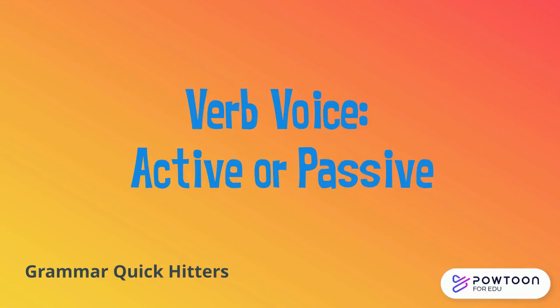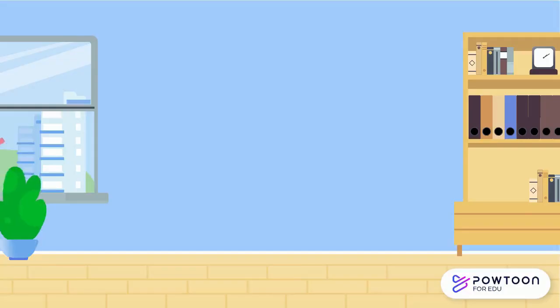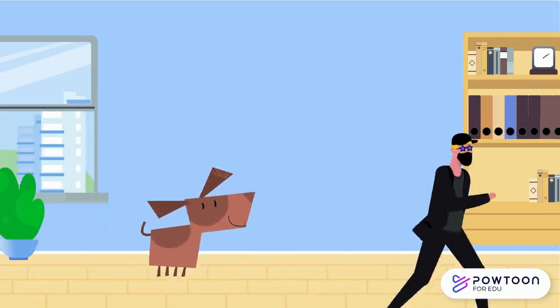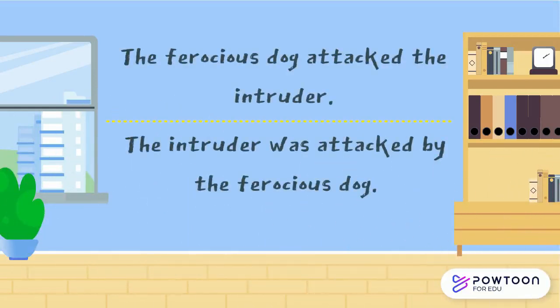Voice, active or passive. Grammar quick hitters. The ferocious dog attacked the intruder. The intruder was attacked by the ferocious dog. Both of these sentences have the same meaning. A dog attacked an intruder. However, one of them is preferred in writing.